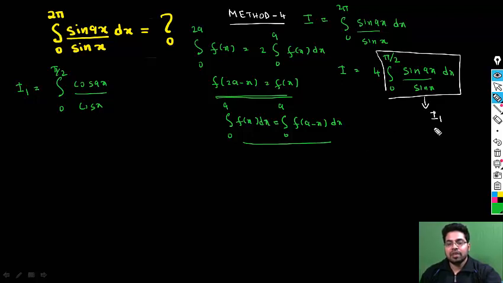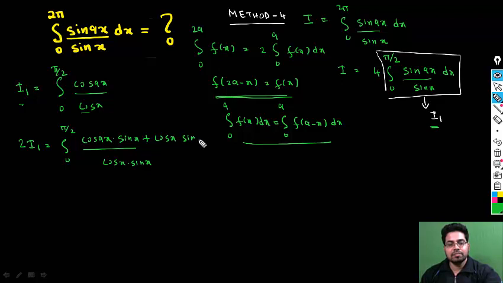Now if I add this I1 and this I1, I will get 2 into I1, from 0 to pi by 2. In the denominator, the LCM of cos x and sin x would be cos x into sin x. And on cross multiplication, this would be cos of 9x into sin x plus sine of 9x into cos of x, after taking LCM.